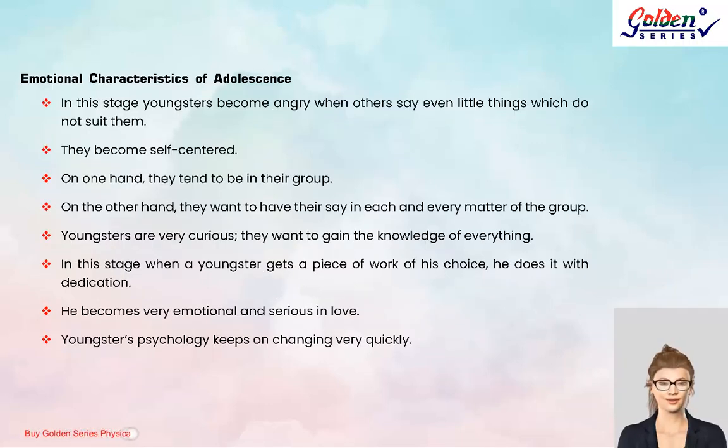Emotional characteristics of adolescence. In this stage, youngsters become angry when others say even little things which do not suit them. They become self-centered. On one hand, they tend to stay in their group. On the other hand, they want to have their say in each and every matter of the group. Youngsters are very curious. They want to gain knowledge of everything. When a youngster gets a piece of work of his choice, he does it with dedication. He becomes very emotional and serious in love. Youngsters' psychology keeps on changing very quickly.